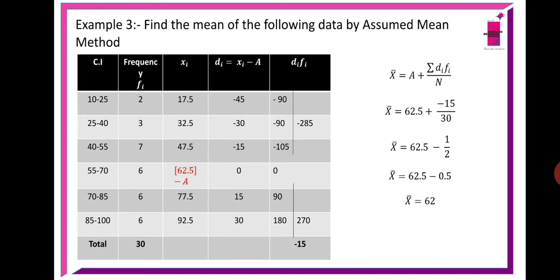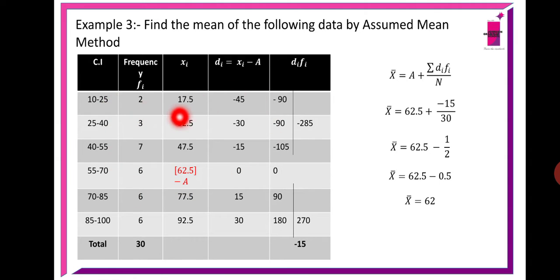You can see in this example I have assumed 62.5 as the assumed mean. So you are going to subtract 17.5 minus 62.5. You will get minus 45. Above the assumed mean it will be negative numbers. At the assumed mean class it will be 0, and below it will be positive numbers. So minus 45, minus 30, minus 15. You can observe the difference between two class marks is the same, the class length is 15 for all the classes.